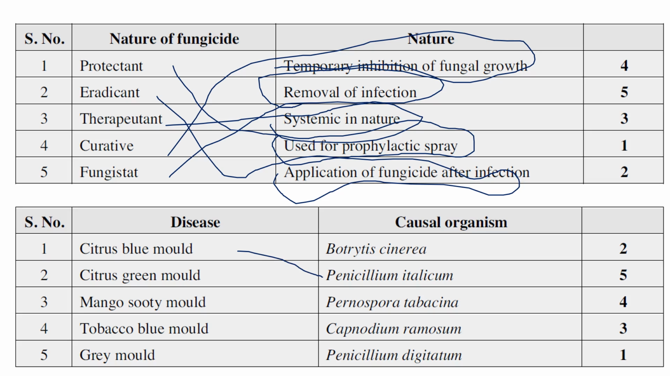Then disease name and the causal organism. Citrus blue mold, Penicillium italicum. Citrus green mold, Penicillium digitatum. Mango sooty mold, which is caused by Capnodium ramosum. Tobacco blue mold, which is caused by Peronospora tabacina. Gray mold, which is caused by Botrytis cinerea.